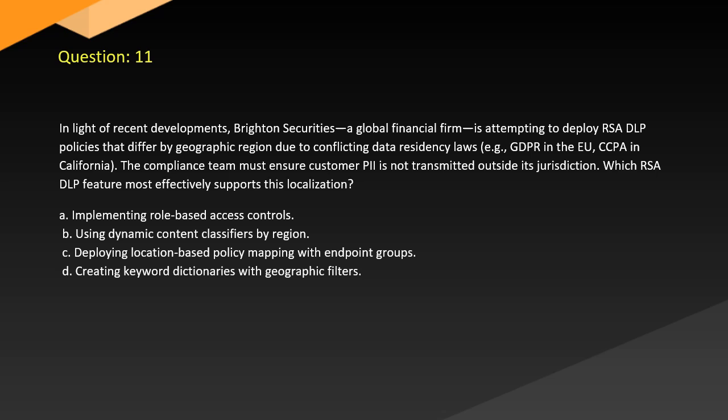Question 11. In light of recent developments, a global financial firm is attempting to deploy DLP policies that differ by geographic region due to conflicting data residency laws, the GDPR and the CCPA in California. The compliance team must ensure customer PII is not transmitted outside its jurisdiction. Which DLP feature most effectively supports this localization? A. Implementing role-based access controls. B. Using dynamic content classifiers by region. C. Deploying location-based policy mapping with endpoint groups. D. Creating keyword dictionaries with geographic filters.